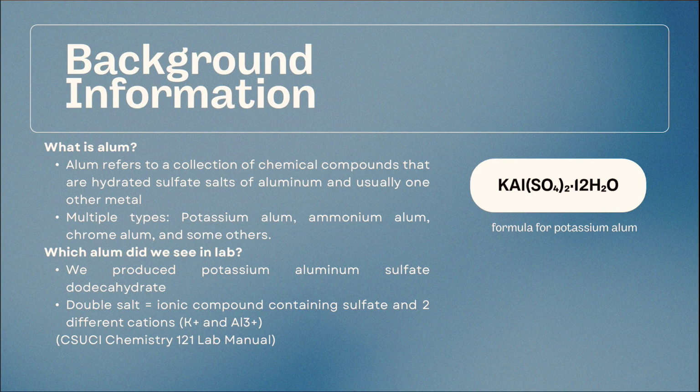Alum might seem like a simple compound, but it's actually quite interesting. When we say alum, we're typically referring to potassium aluminum sulfate dodecahydrate, which is quite a mouthful. It's part of a larger family of double sulfate salts, and there are several different types. The one we crystallized in lab contains potassium, aluminum, sulfate groups, and water molecules in its crystal structure.